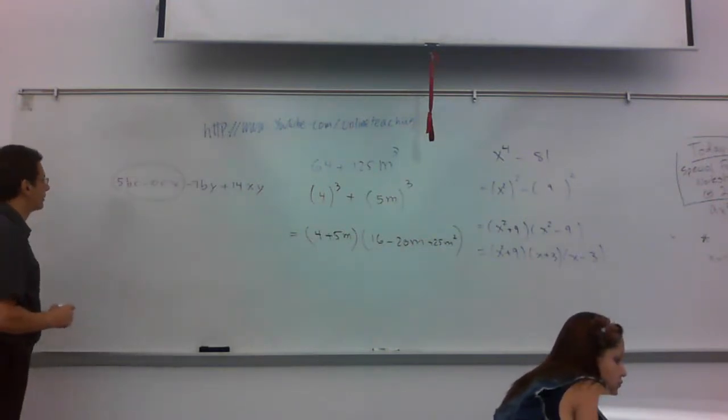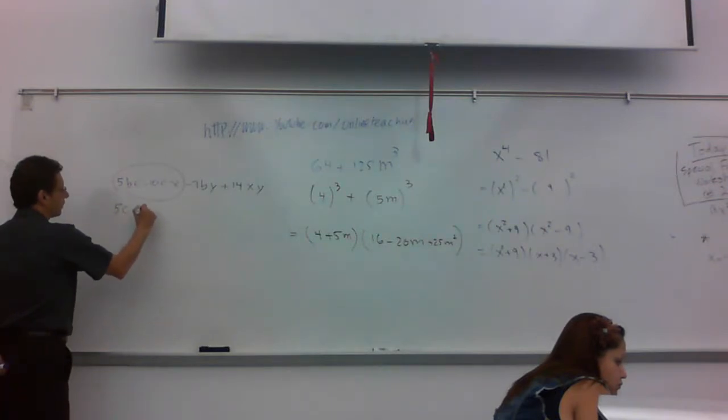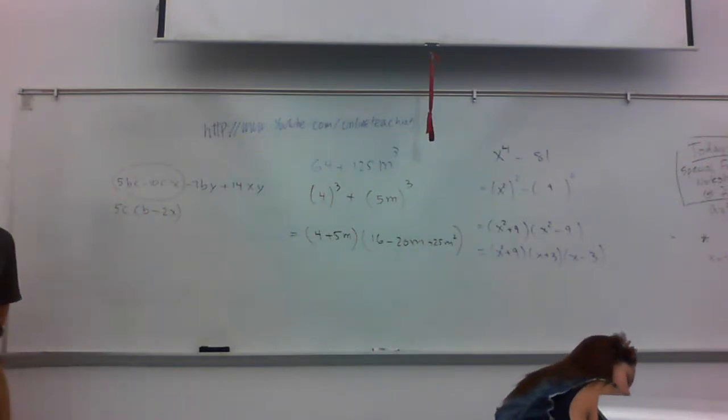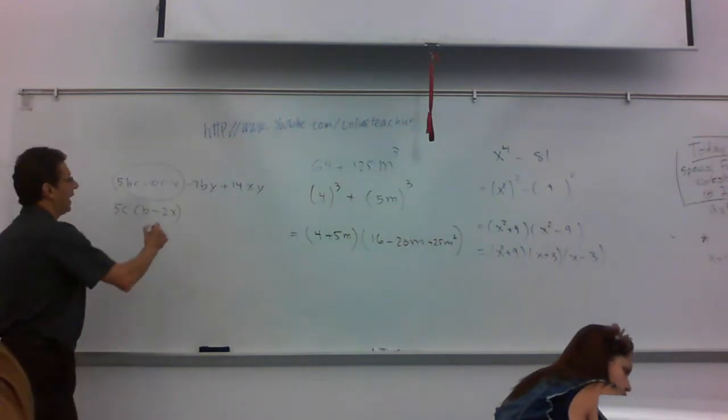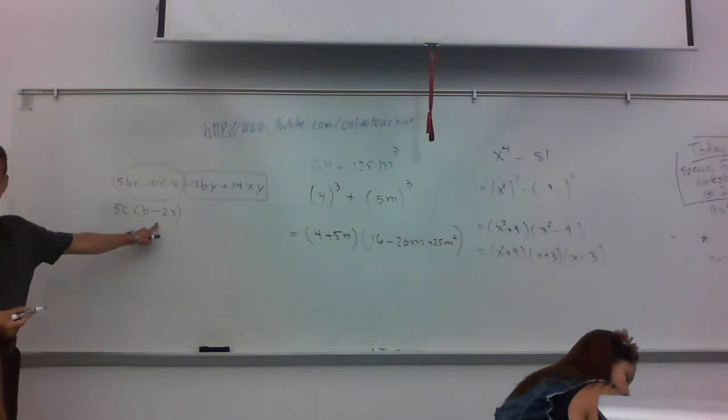Anything in common? 5c. What do you get? b minus 2x. Does that work for everybody? Yeah. Okay, last two. And remember, we are hoping we get the same parentheses here, right? That's what we are shooting for.